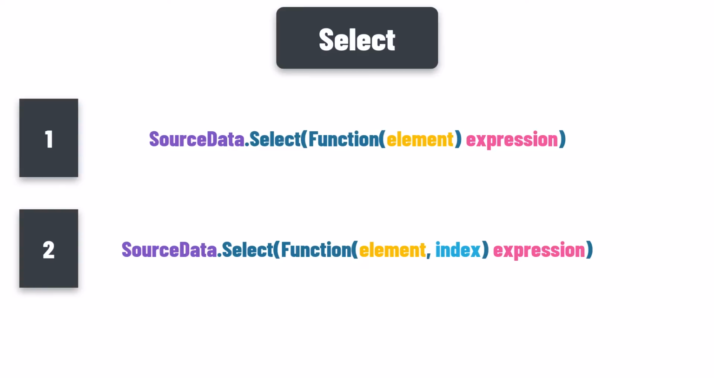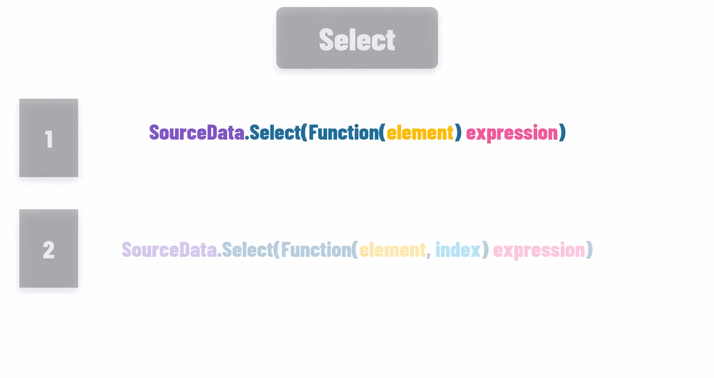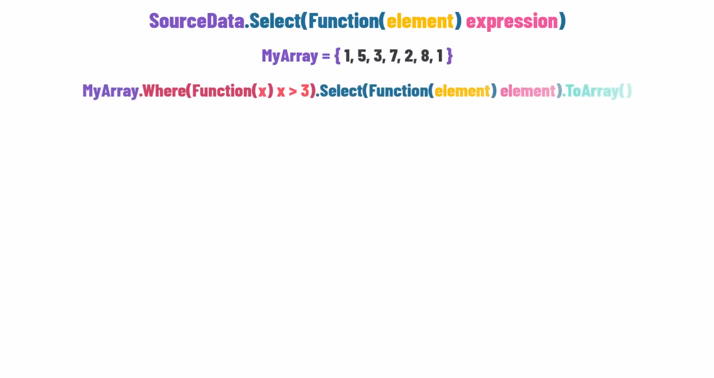Let's now have a look at some examples to understand both overloads. I will start with the first overload with a simple example. Suppose I have the following integer array, where I want to get only the numbers that are greater than 3. Here's the query to do that. As you can see, I used the Where method to filter the array. The result of the Where method will be the following collection, that contains only the numbers greater than 3.